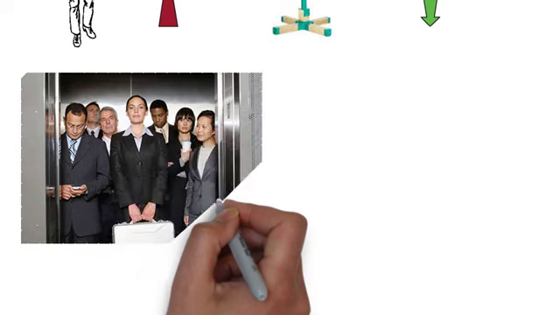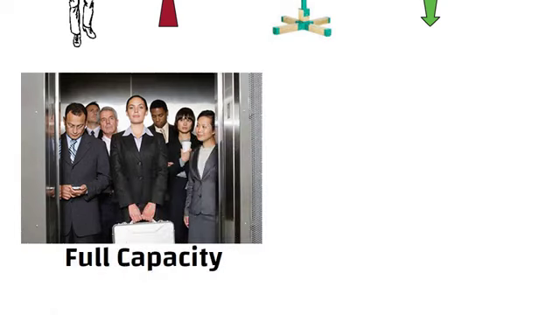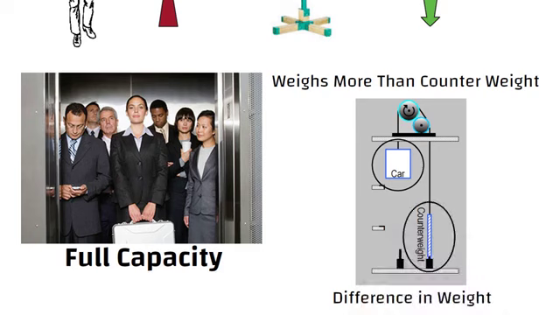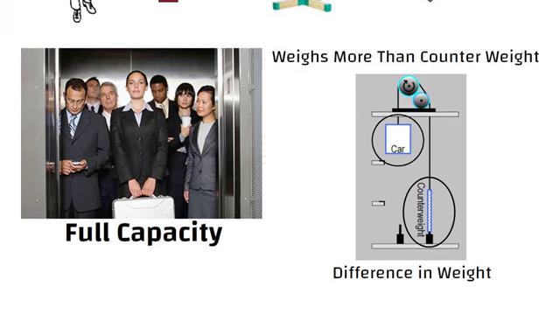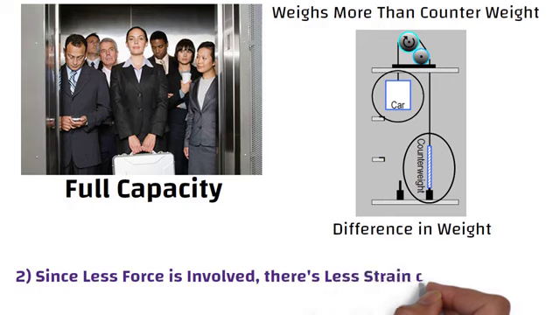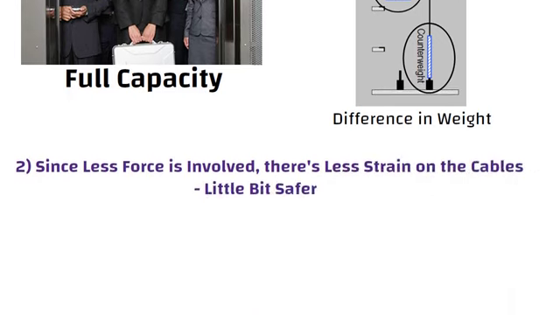Two, suppose the lift is loaded at its full capacity, which means it weighs more than the counterweight. But in this case, the motor has to lift only the difference in weight between the two and supply a bit of extra force to overcome friction in the pulleys and so on. Since less force is involved, there is less strain on the cables, which makes the elevator a little bit safer.